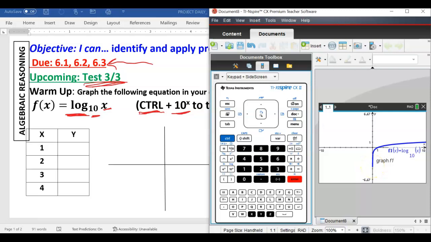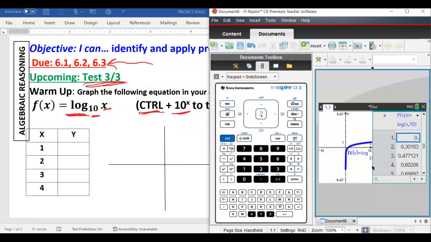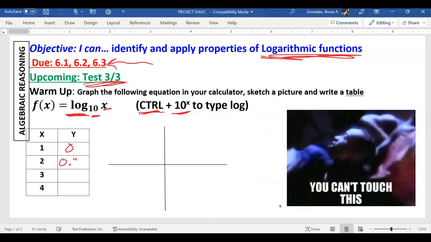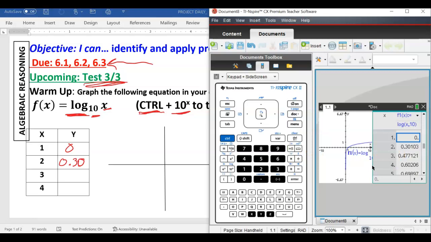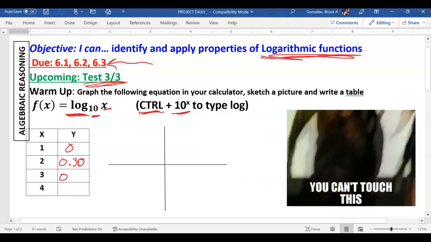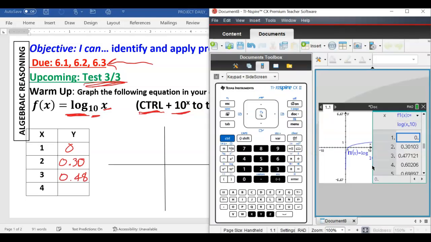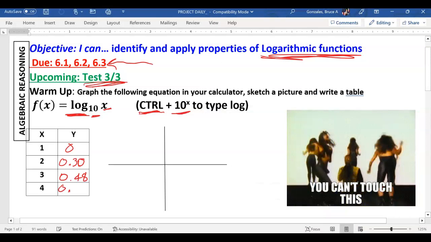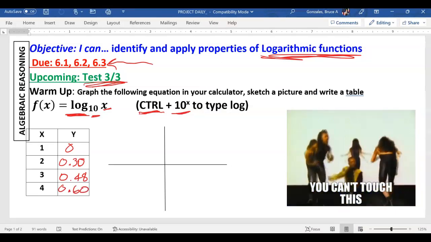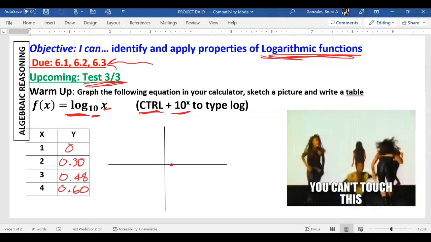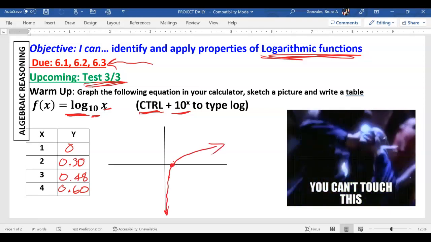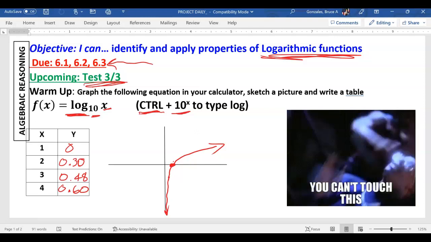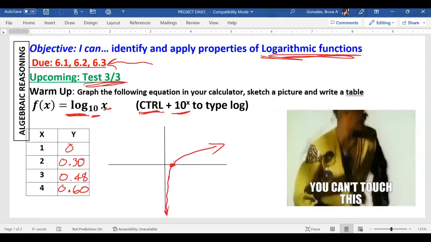So I'm going to press Control T to get some points. I got 1, 0; 2, 0.30; 3, 0.48; and then 4, 0.60. So if you were to plot some of these points, for sure you have 1, 0. It's going down, never touching the axis, and then it's going up like this. That is a rough sketch of a logarithmic function, okay?